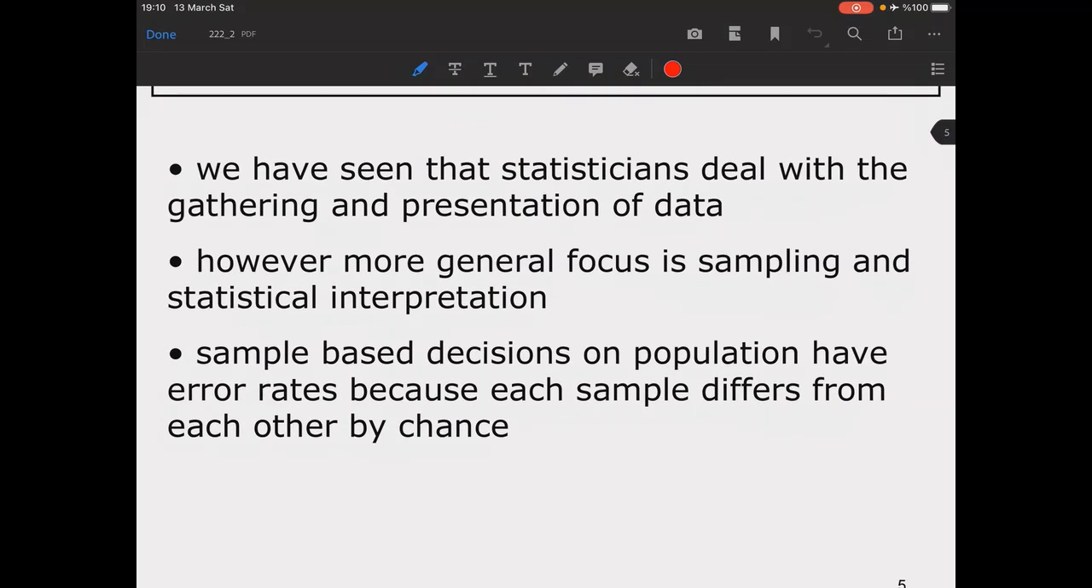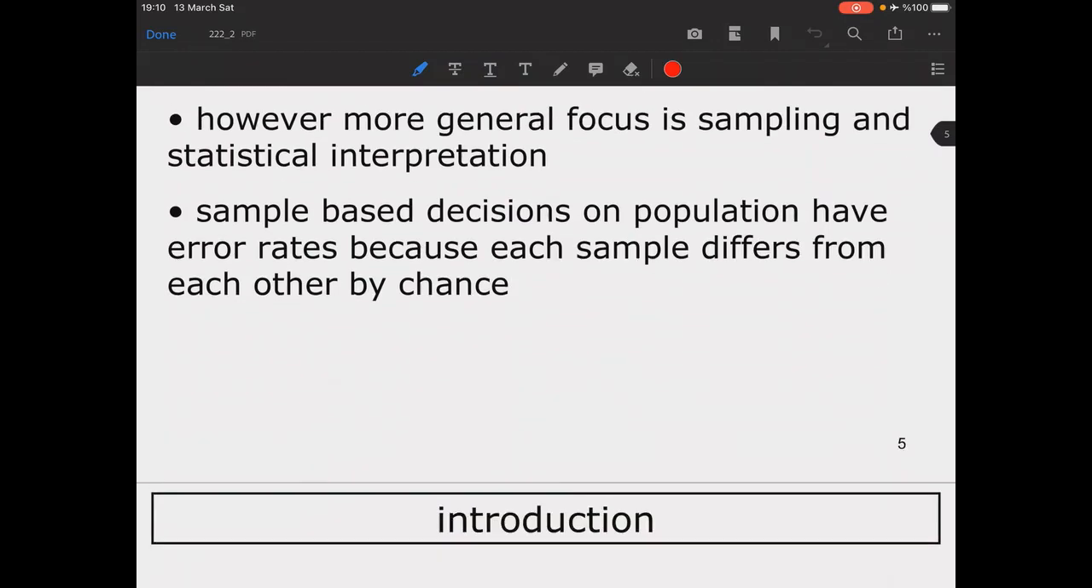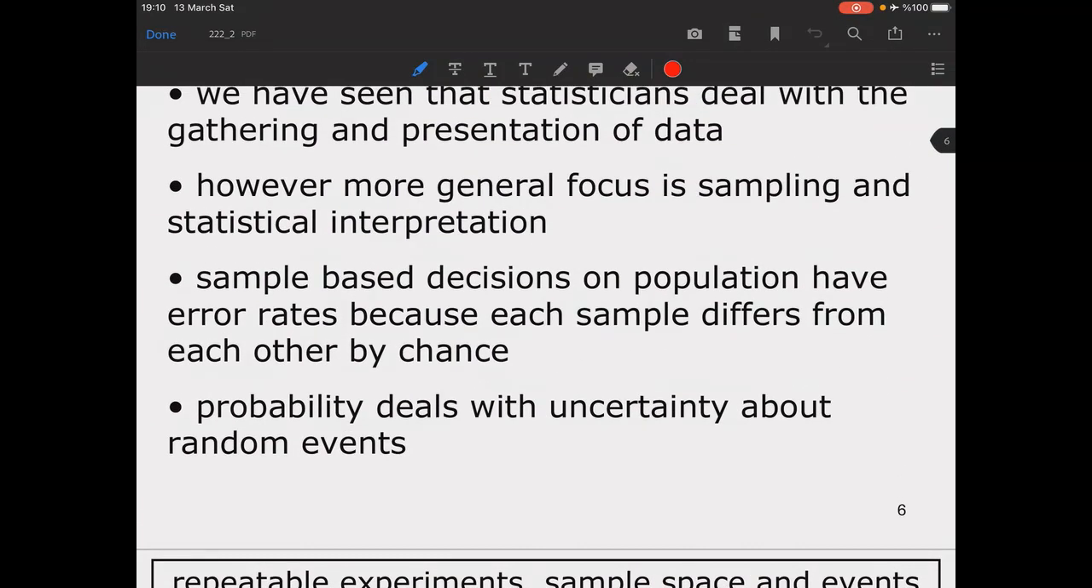And sample-based decisions about a population have error rates. Why? Because each sample differs from the others by chance, right? We have covered this in the previous session as well. I mean, if every measurement from any sample would be the same, then there would be no need for statistics, right? So it is interesting because each sample's data differs from the previous one. And probability deals with this uncertainty about random events. That's what we're doing here.